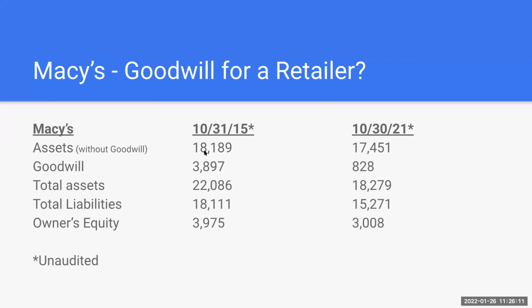pretty significantly. Now, what's weird about Macy's is the value of Macy's was in their real estate. They own real estate, and you can find articles on it, where their real estate value is about $16 billion more than what it shows on the books, right? That's another thing to consider when you're doing financial statement analysis.